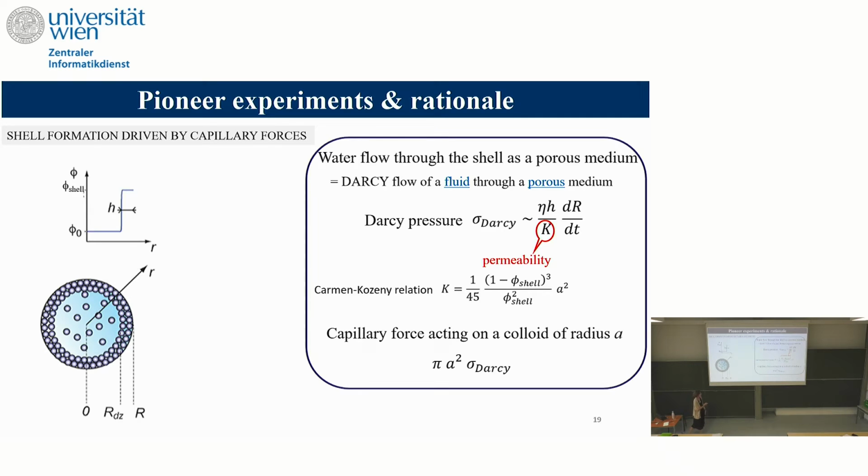And the permeability is often modeled with this Carman-Kozeny relation. I don't know if it's empirical or if there is some derivation, I think it's empirical, but I didn't check properly. But basically, it depends on the size, where a is the radius of your colloids, and on the volume fraction of colloids. So basically, it gives you the quantity of pores where you have liquid flowing through.